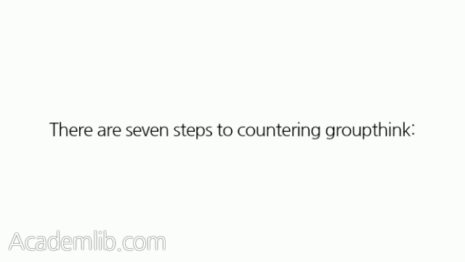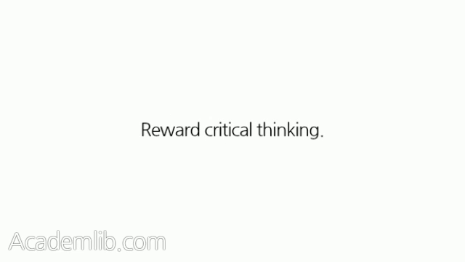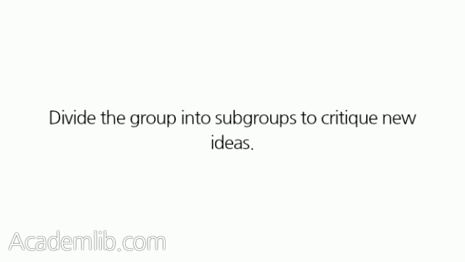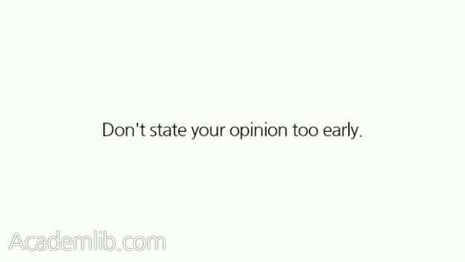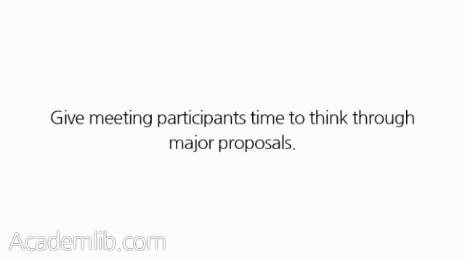There are 7 steps to countering groupthink. 1. Reward critical thinking. 2. Do not mistake silence for consent. 3. Divide the group into subgroups to critique new ideas. 4. Don't state your opinion too early. 5. Give meeting participants time to think through major proposals. 6. Seek wide exposure for new steps. 7. Run a pilot program.